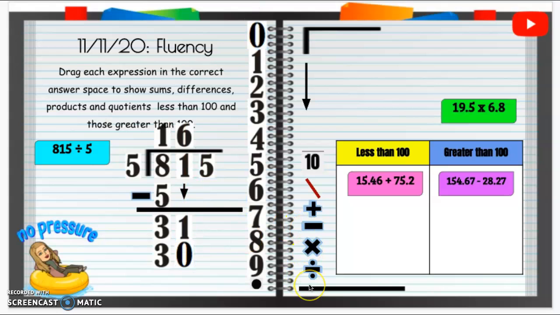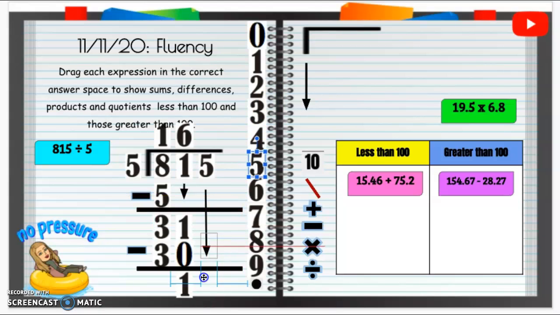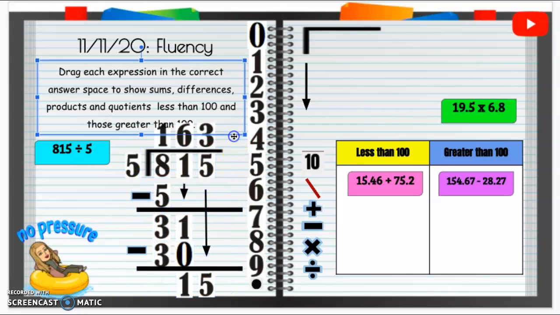All right, now I'm going to subtract. And I get, well, I know 1 minus 0 is 1. I know now I have to bring that 5 down. How many times can 5 go into 15? It can go into 15 evenly 3 times. So 5 times 3 is 15. When you subtract, you get 0. So there's no more remainders. So our answer here is 163.